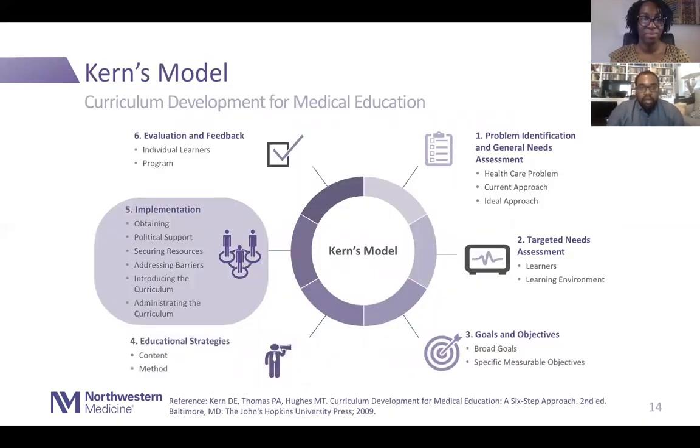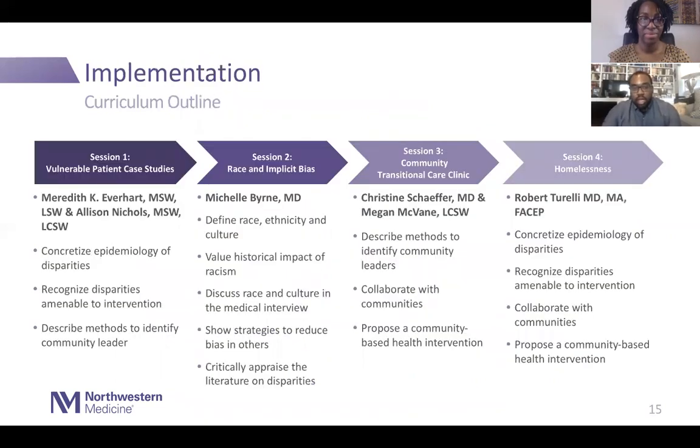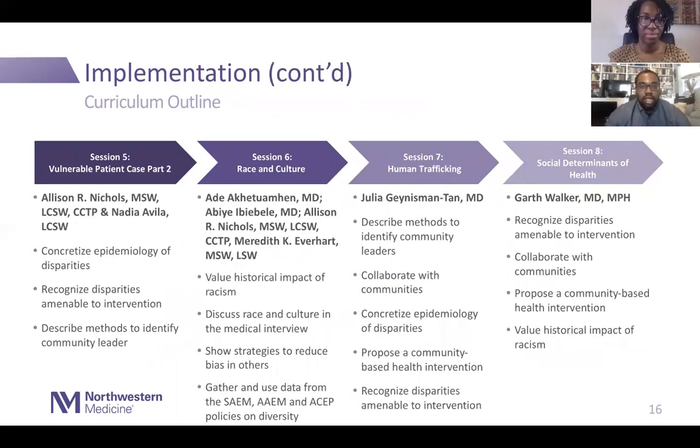So based off of that, we decided to implement our curriculum. We partnered with our residency leadership and we created a 2-year curriculum that was developed with 8 modules over the 2 years, with 4 modules a year. So they're listed there. Sessions included race and implicit bias and homelessness, as well as human trafficking and social determinants of health.